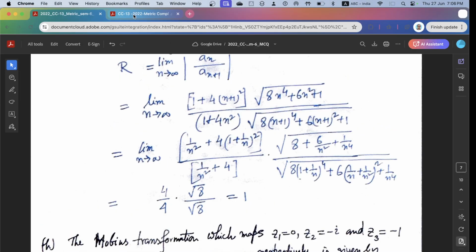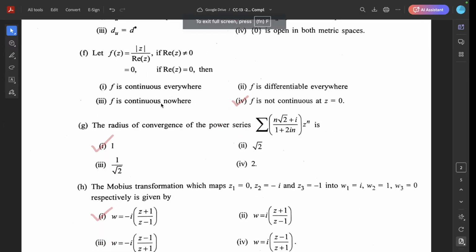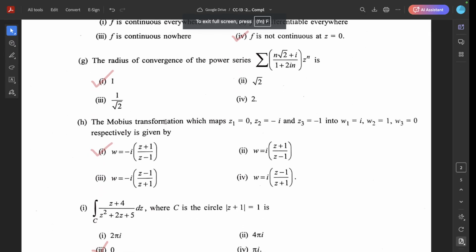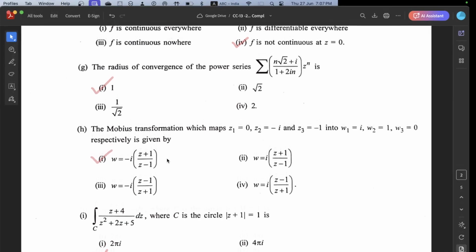Next question H. The Mobius transformation which maps z1 equal to 0, z2 equal to minus i, z3 equal to 1 onto w1 equal to i, w2 equal to 1, w3 equal to 0 respectively is given by the correct option 1: w equal to minus i (z plus 1) by (z minus 1).